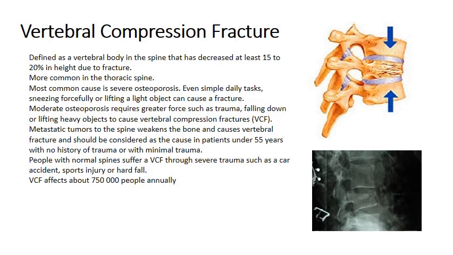Metastatic tumors to the spine weaken the bone and cause vertebral fractures, and should be considered as a cause in patients under the age of 55 years old who have had minimal trauma and a vertebral fracture has been identified. People with normal spines can also suffer a vertebral body fracture through severe trauma, such as a car accident, a sports injury, or a very hard fall. Vertebral compression fractures affect about 750,000 people annually.